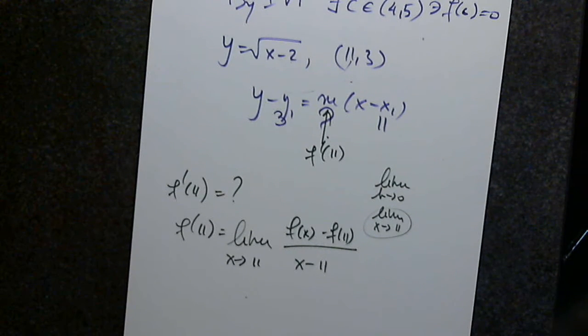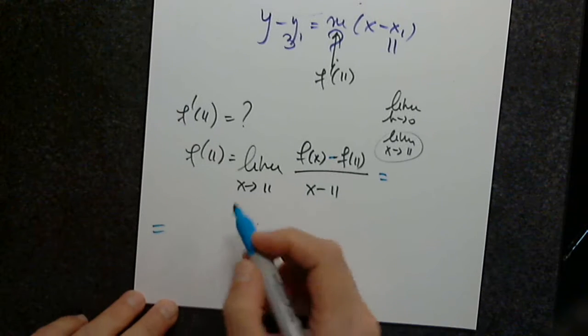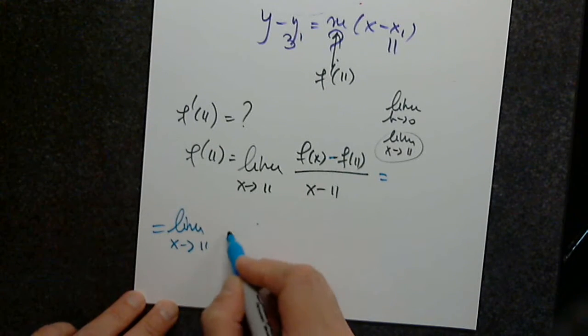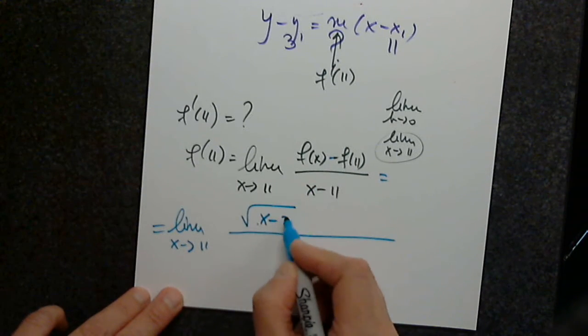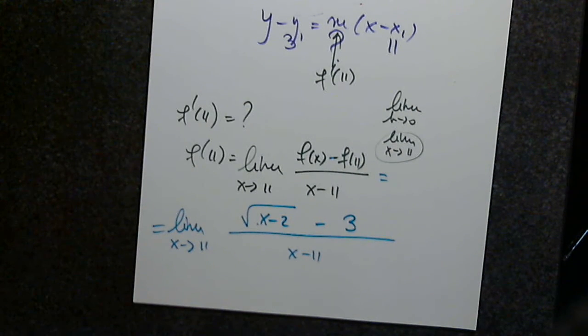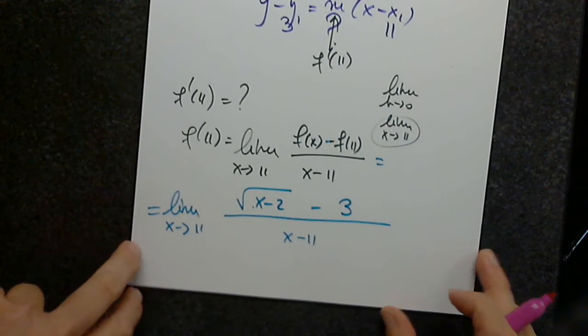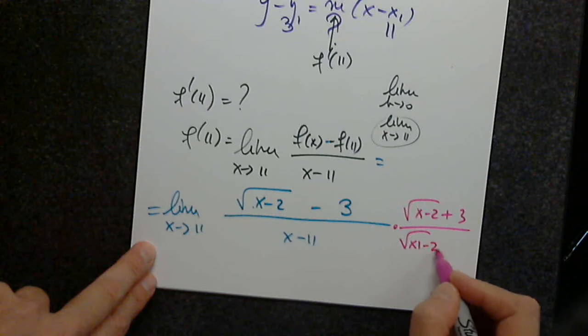Very good. So this will be the limit as x approaches 11, f of x is the square root of x minus 2 minus, we know the value of f of 11 is 3. Of course, when you plug in 11, what do you think we are going to get? Over x minus 11. So then what is our next step? We multiply by the conjugate: the square root of x minus 2 plus 3, over the square root of x minus 2 plus 3.